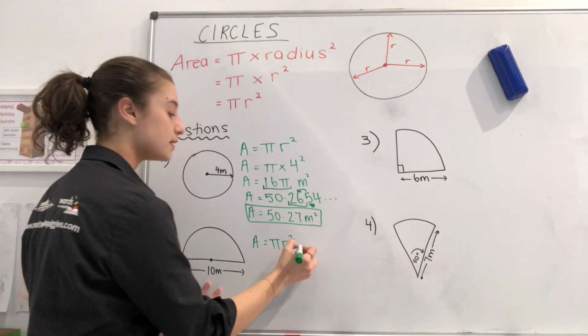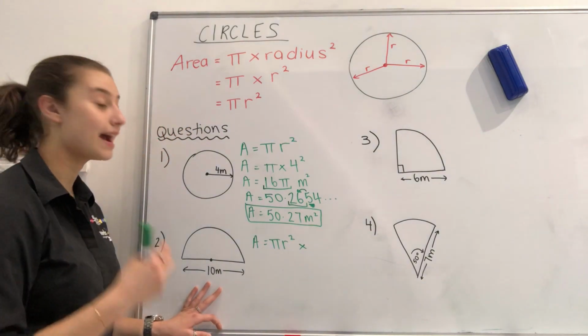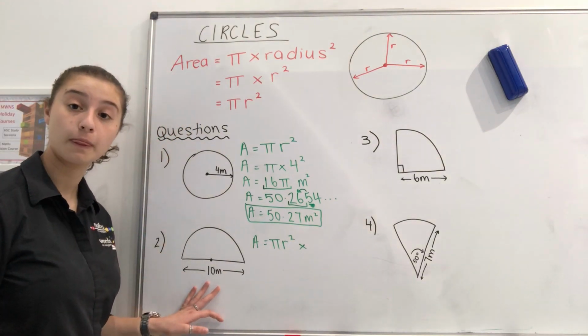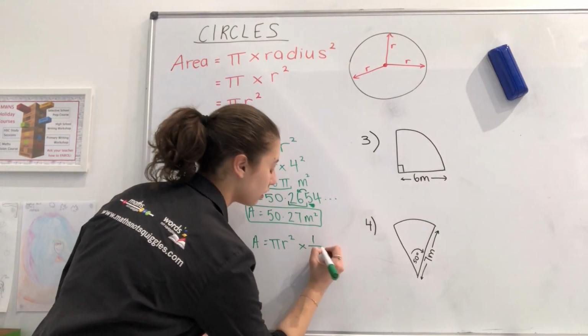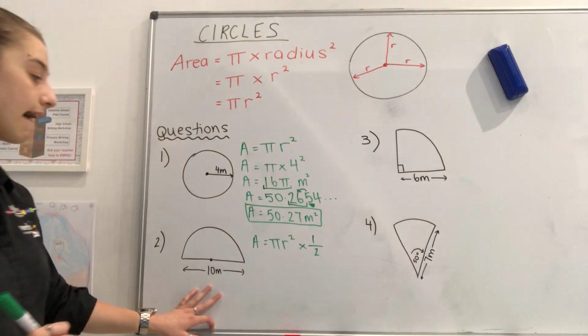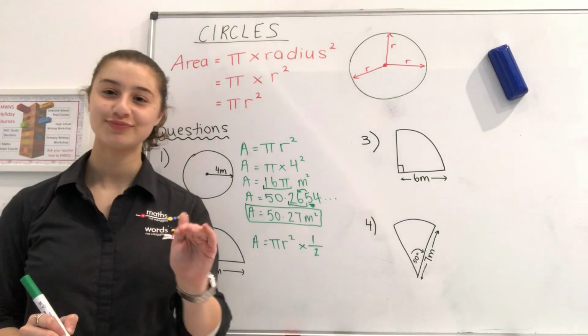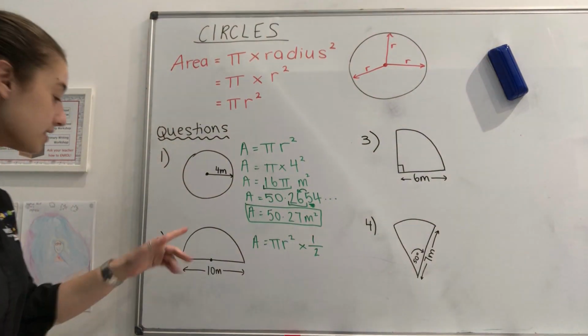So what we need to do is manipulate this formula by multiplying by how much of a circle we have. So how much of a circle do we have in this instance? We have half. So we're going to multiply by half. That's the first issue covered. Awesome. Now let's have a look at the second issue.